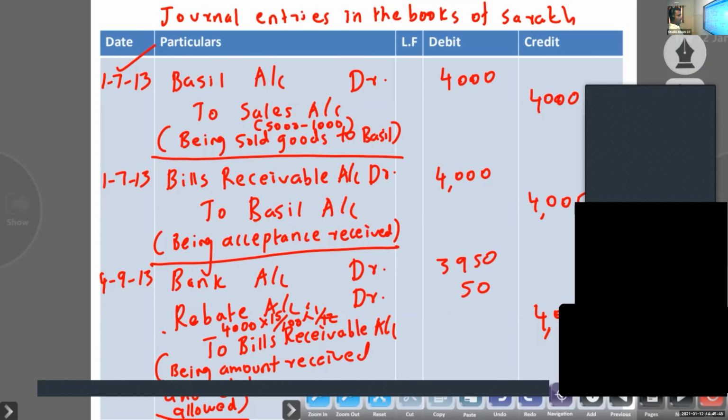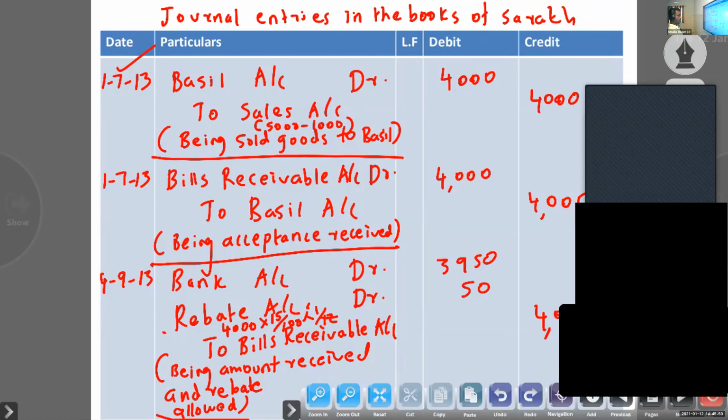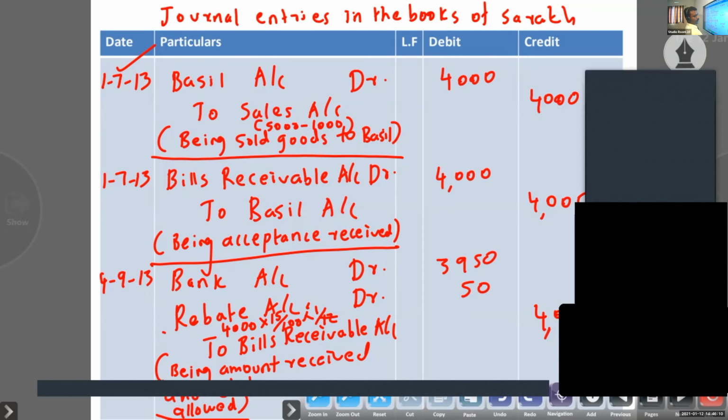Any doubt? So how to calculate discount means how many months before we got the amount? That date to mature date. Receiving date to mature date. How many months? Next, journal entries in the books of Basil.